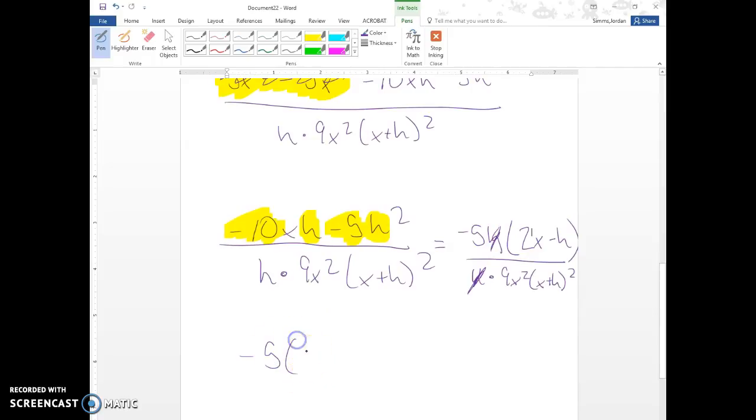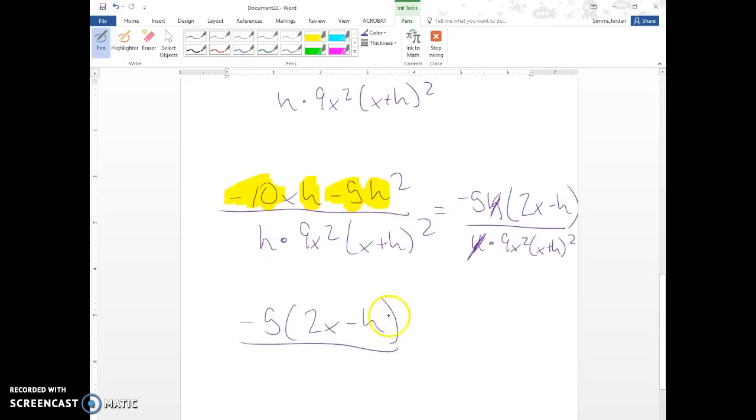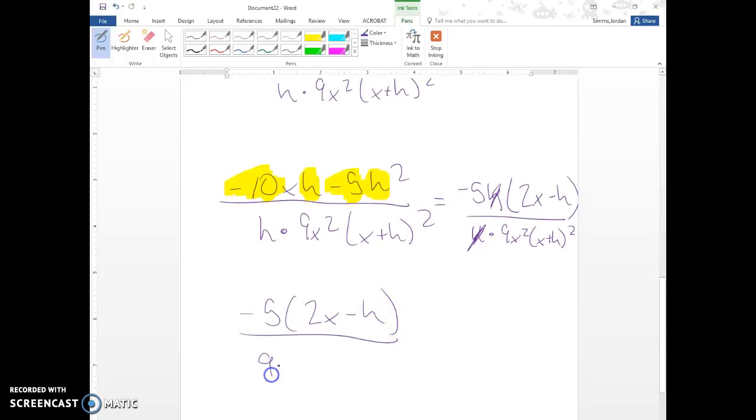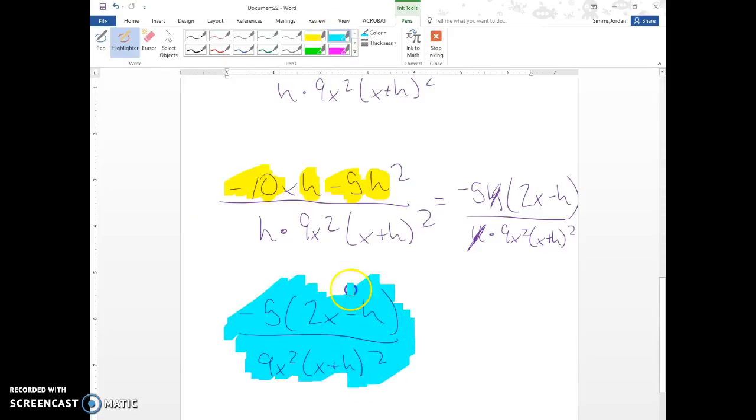So I have negative 5 times 2x minus h over my new denominator, which is 9x squared times the quantity x plus h squared. All right, and that's our final answer. It's actually simplified. So there it is right there.